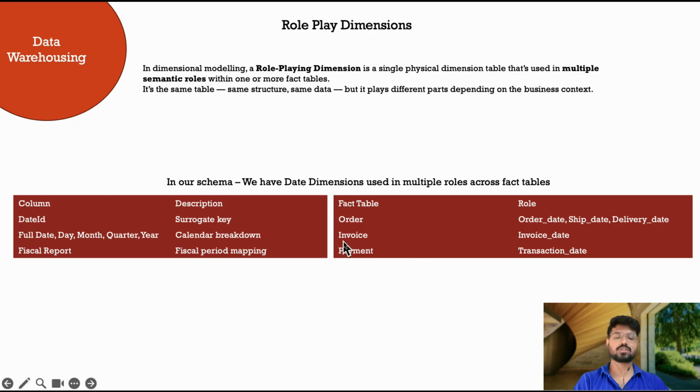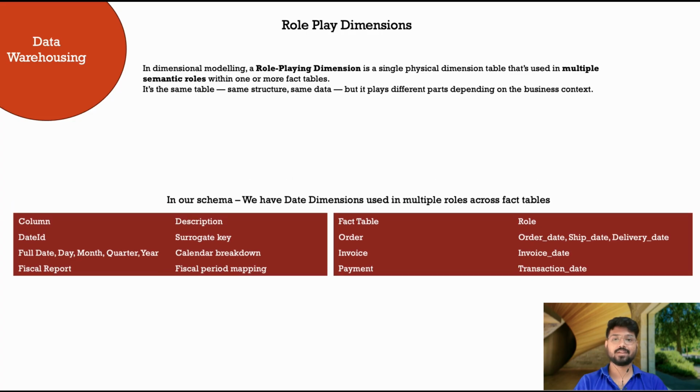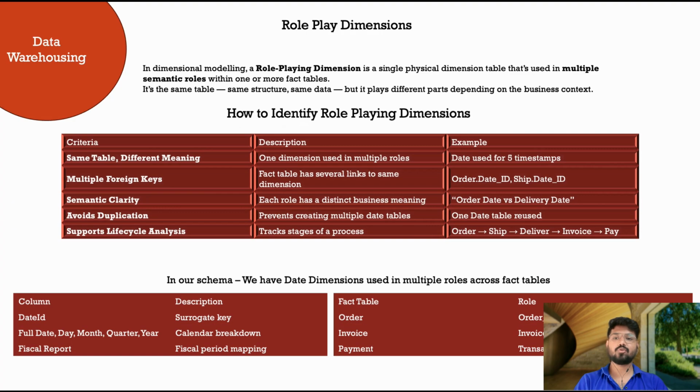If I talk about invoice table, it is playing the role of invoice date. If I talk about payment table, it is playing the role of transaction date. So this particular date dimension is considered to be a role-playing dimension because it is playing several roles in our fact table. Moving forward, how to identify role-playing dimension.